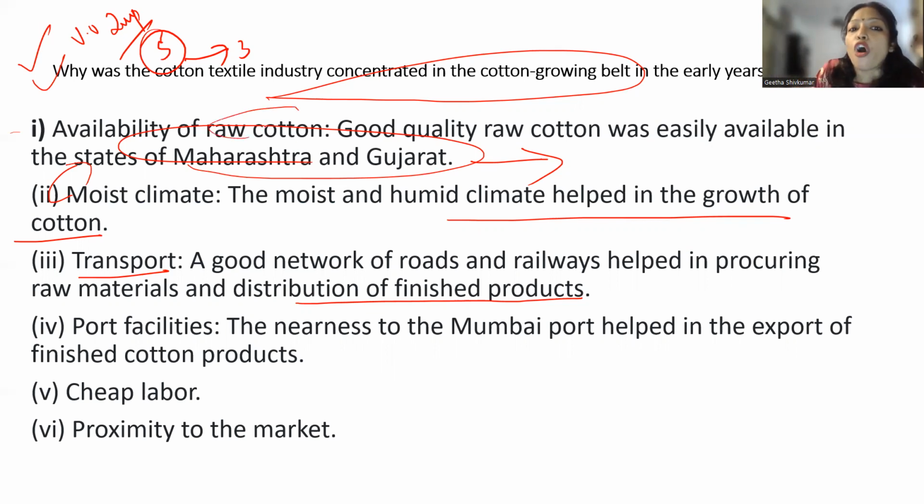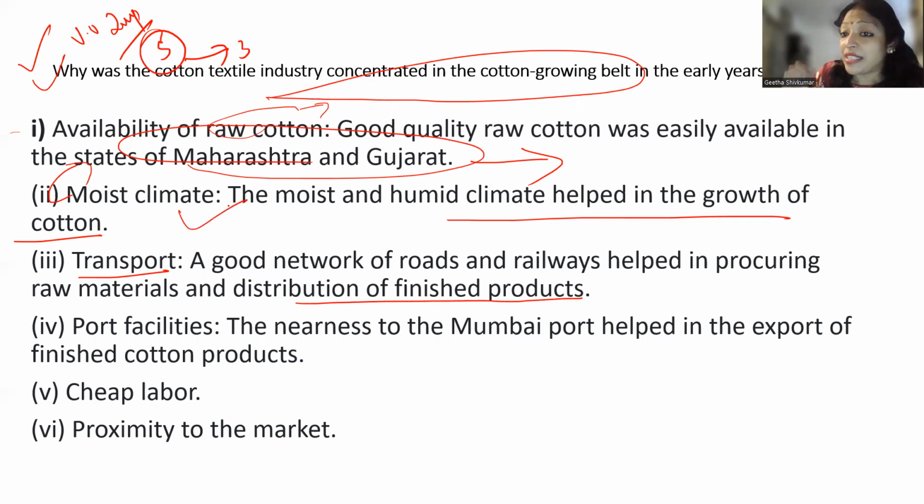So instead of raw cotton, if you write availability of raw material, and then you explain that good quality raw cotton was easily available in Maharashtra and Gujarat, then you will get full marks. But at least if you write availability of raw material, then also you will get some point. Okay, so these are the essential elements which everyone looks for if one person wants to open the industry. These are the essential factors one looks for.